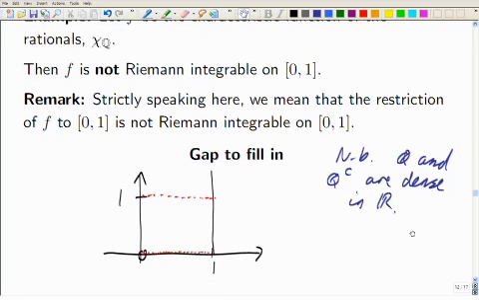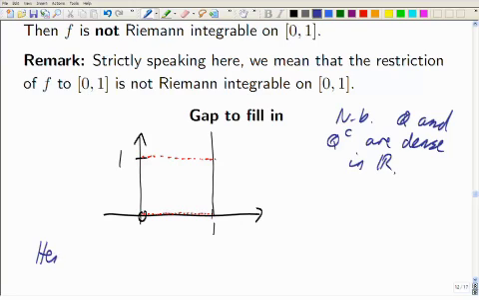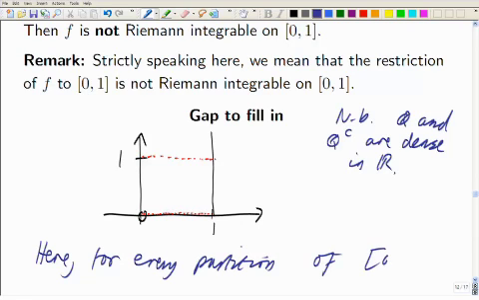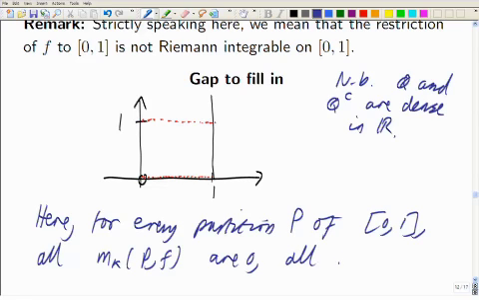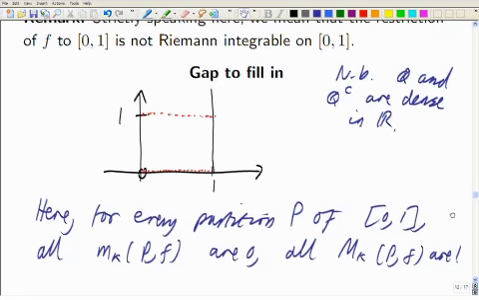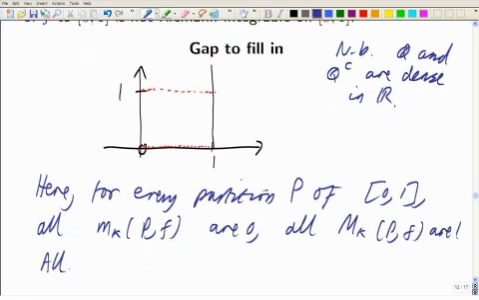As a result of that, for every partition P of [0,1], all the little m_k's are 0. All the big M_k's, estimating from above, are 1. As a result, all the L(P,f)'s are 0. All the U(P,f)'s are 1.